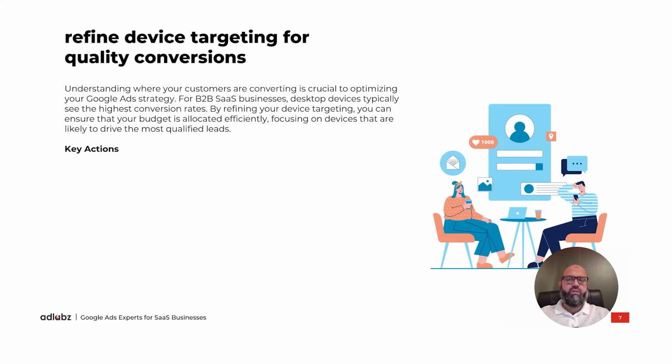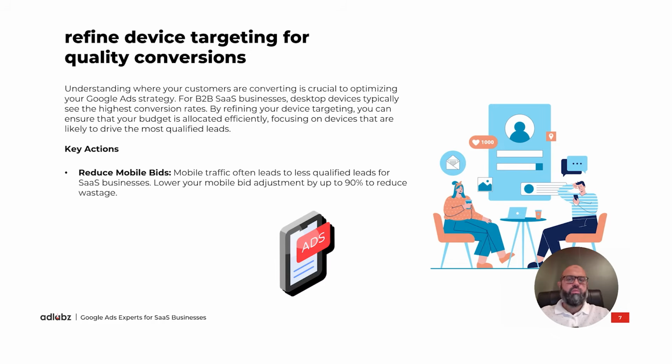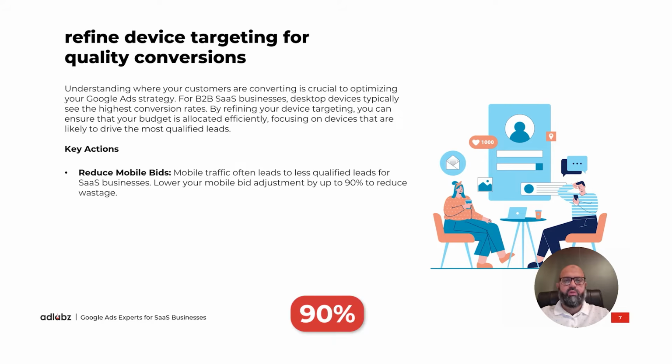So what key actions can you take? You can reduce mobile bids. Mobile traffic often leads to less qualified leads for SaaS businesses. You can lower your mobile bid adjustments by up to 90% to reduce wastage.